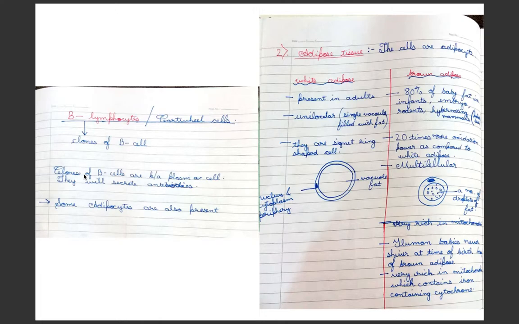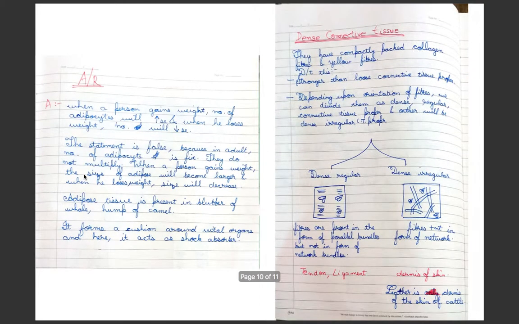It is also multilocular, that is a number of droplets of fat in a single cell. Human babies never shiver at the time of birth due to the presence of brown adipose. It is very rich in mitochondria, which contain iron containing cytochrome, and thus the baby does not shiver.